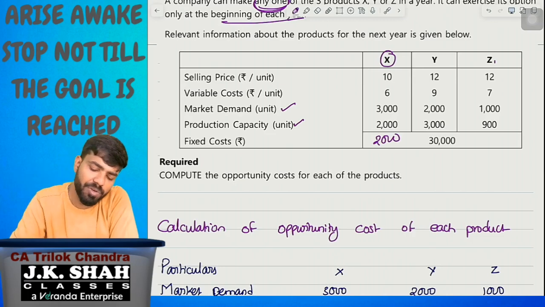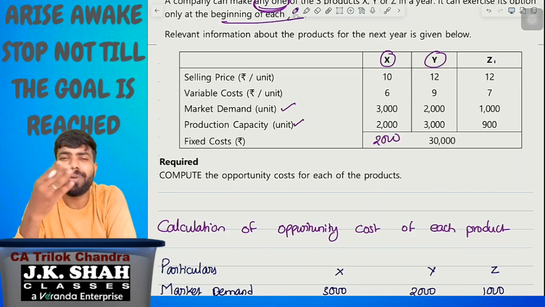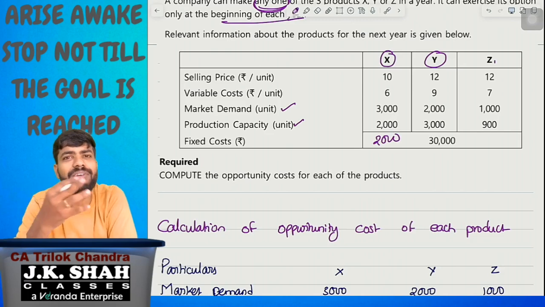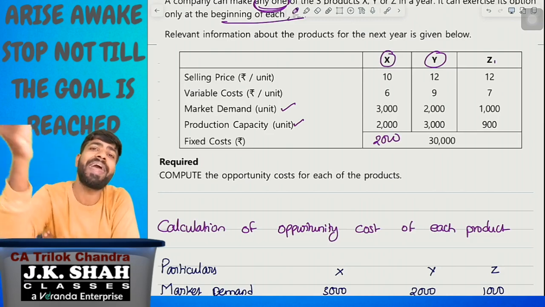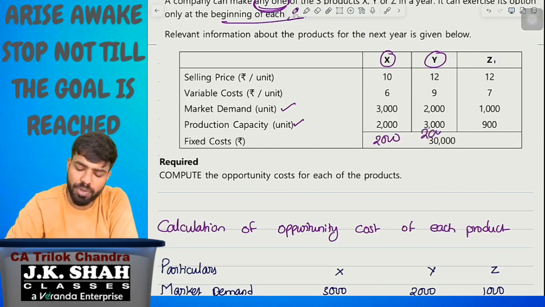Look at the product Y. Demand is 2000, but the capacity is 3000. But demand is only 2000. Just because we have the capacity, it doesn't mean that we have to produce according to the capacity available. We will always produce according to the demand. Demand is 2000, so we will produce only 2000. So simply, I can tell you, out of these two, whichever is lower.